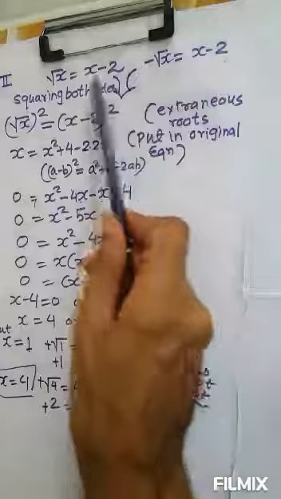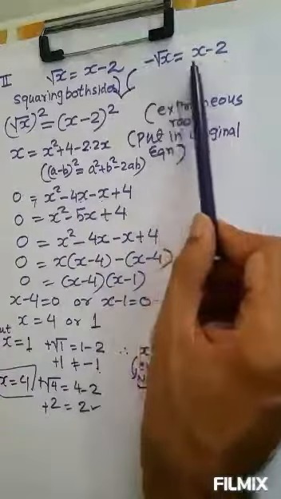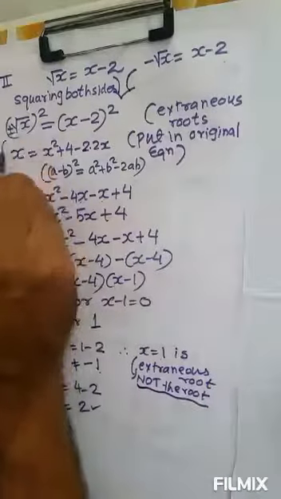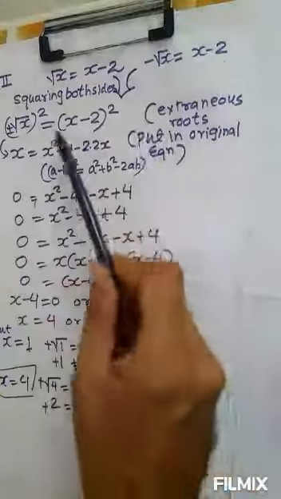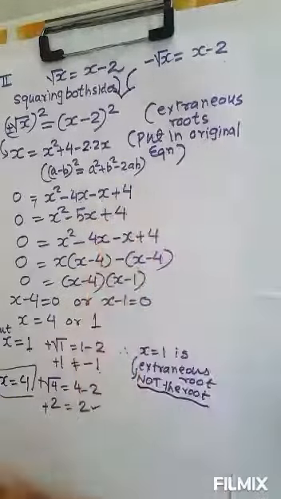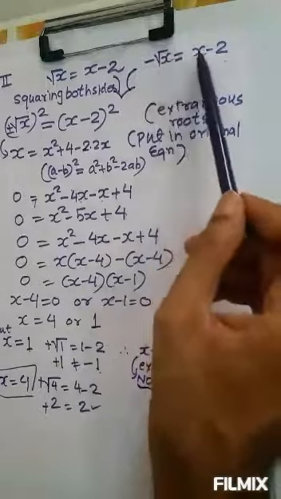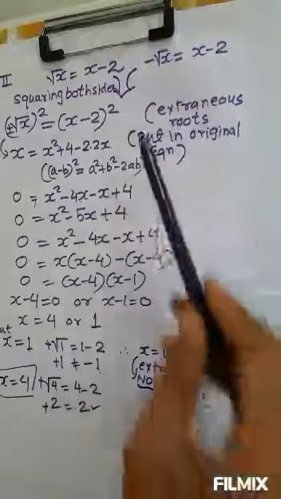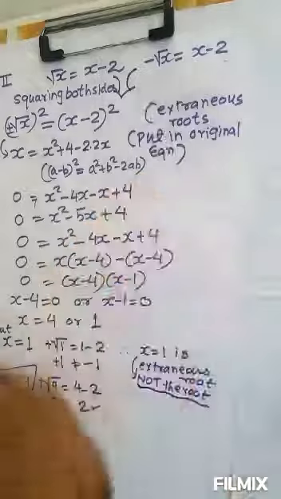Because when you square this, we got this, but consider this equation: minus root x equals x minus 2. If you square this, you will get the same equation. So this equation will give the roots of not only this equation but also of that equation. If you check x equals 1, here it will satisfy. So extraneous root means this only. It's a root of this equation but not of the original.